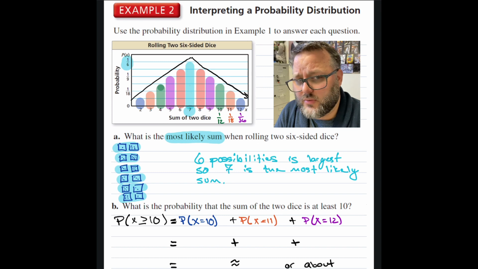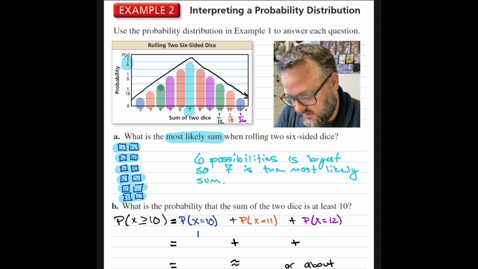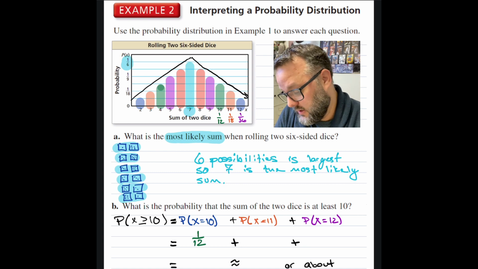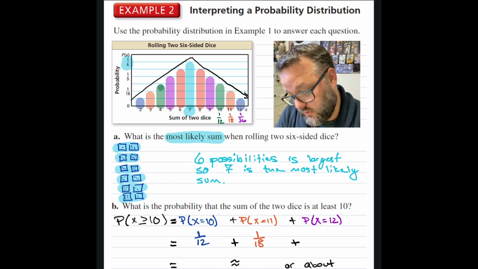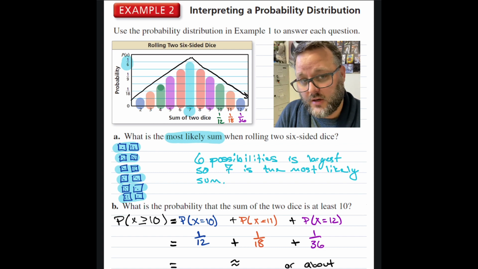Well, now remember, in order to add fractions, I'm going to need like denominators. And I mention that here because this is 1 out of 12. Rolling 11 is a 1 out of 18 chance. And rolling a 12 was a 1 out of 36. Now I want to make each of these where the denominator is 36.